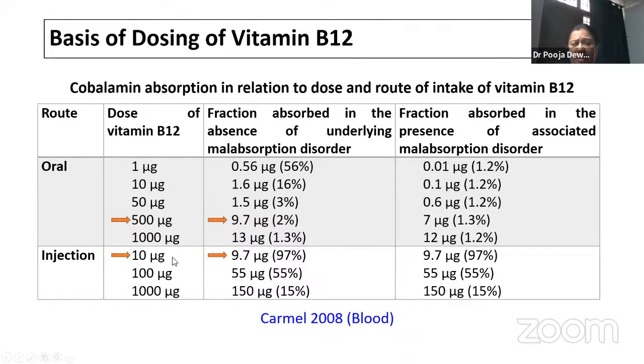So you see that 10 micrograms of injection of B12 translates into 9.7 micrograms of cobalamin in the blood. So this corresponds to 500 micrograms. So a patient who's been given 10 micrograms by injection can do away with 500 micrograms of oral B12, provided there is no malabsorption. So this slide is there to make you understand the basis of high dose of oral B12.